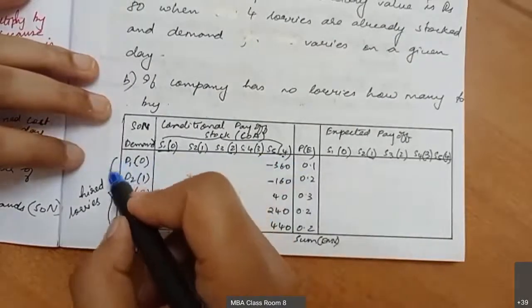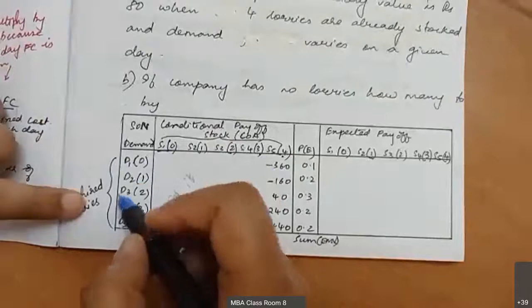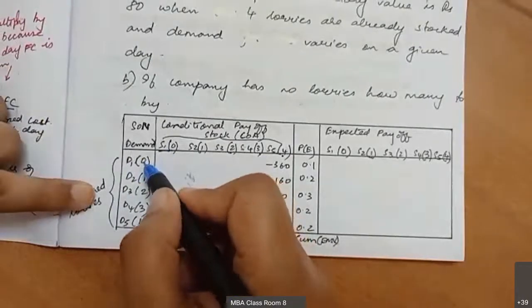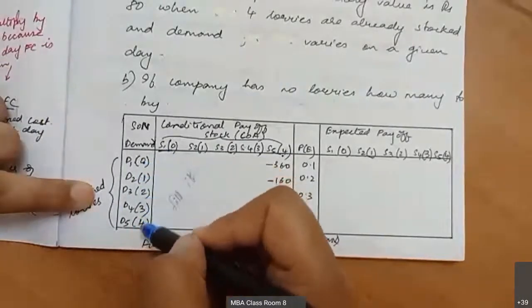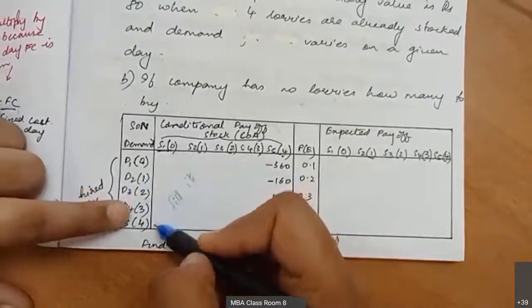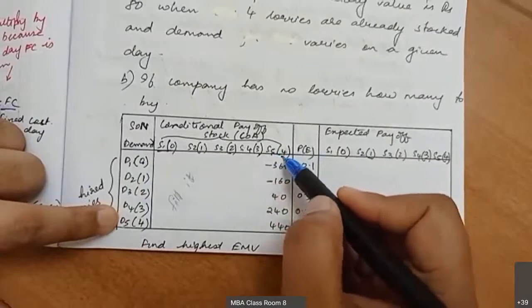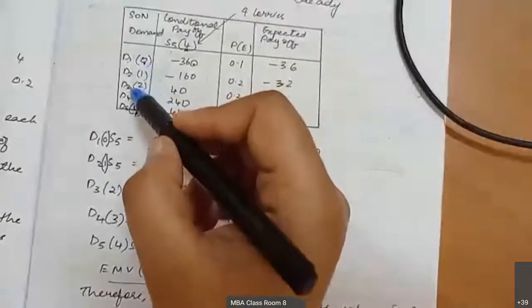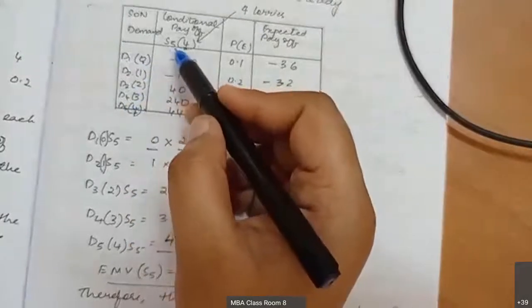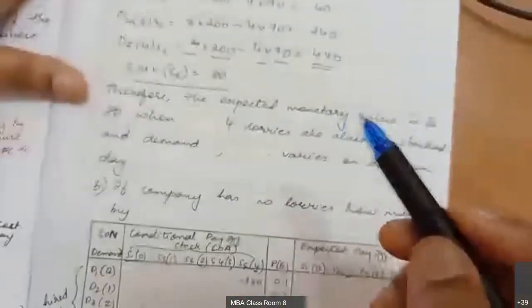What is not in our hand, that is customers' demands. Customers' demands are again given in the question: 0, 1, 2, 3 and 4. These are the demands for the lorries. We have already calculated S5, right? We have already calculated in the table D1, D2, D3, D4, D5 corresponding to S5. These values I have just taken down.